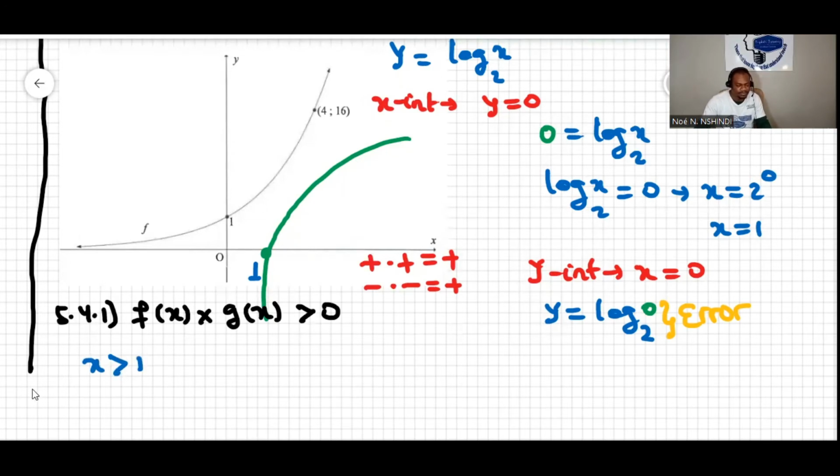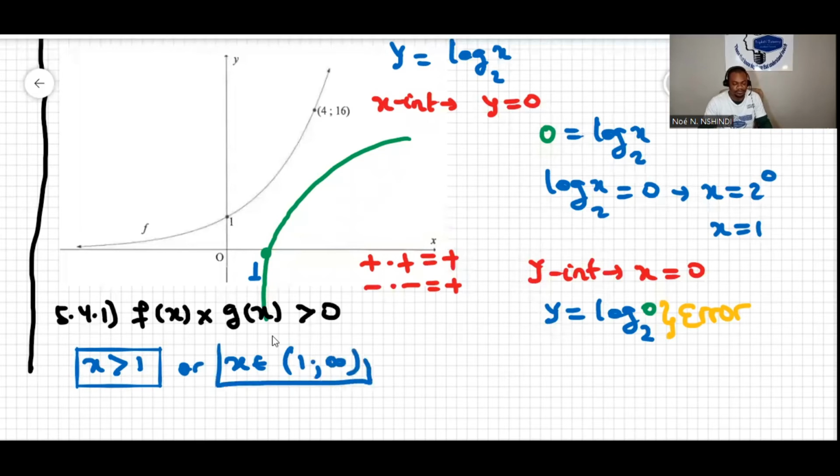Where are they both negative as also? Let's see. The exponential function will always be positive. So the answer is just x is greater than 1. So this is the answer here. Or someone can write it like x is an element of the interval from 1 to infinity. You can also write it this way.